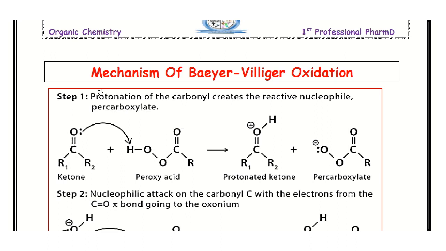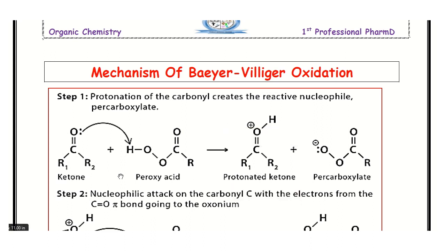There are 4 different steps in which the ketone is converted into its final product, the ester. In the first step, protonation of the carbonyl oxygen of the ketone occurs. This protonation is caused by the peroxy acid proton, and by this the ketone is converted into the protonated ketone and the percarboxylate ion. Clear? So this makes the protonated ketone more electrophilic.